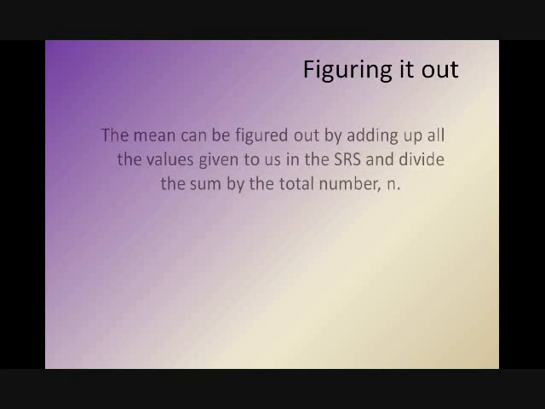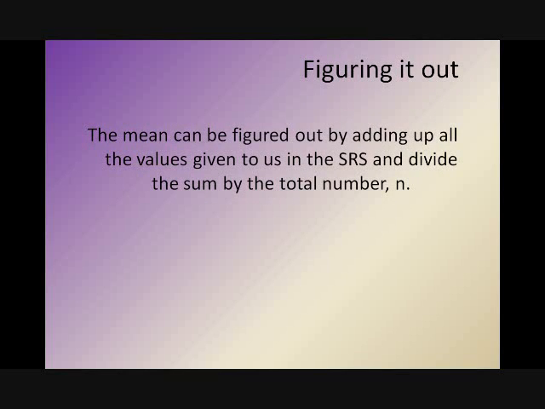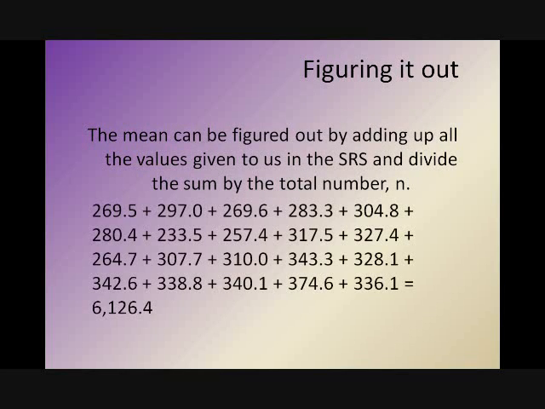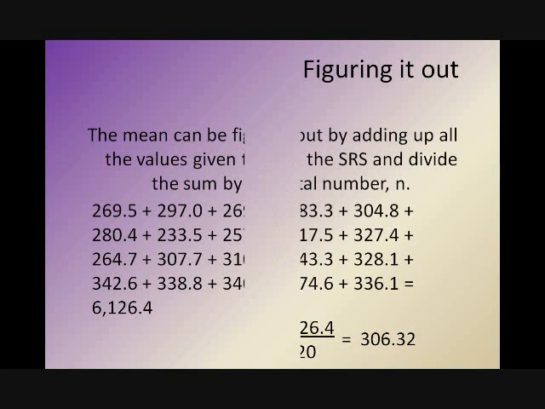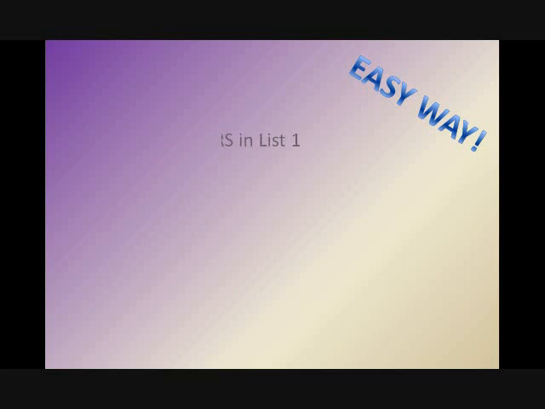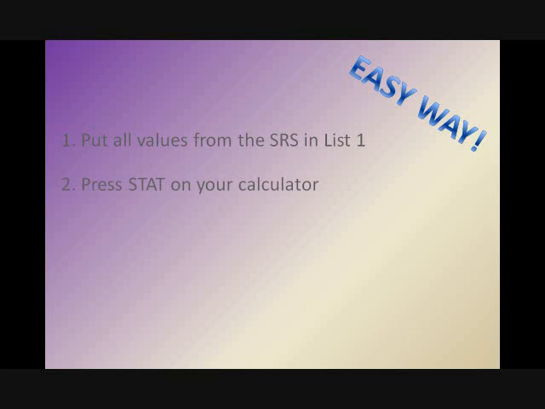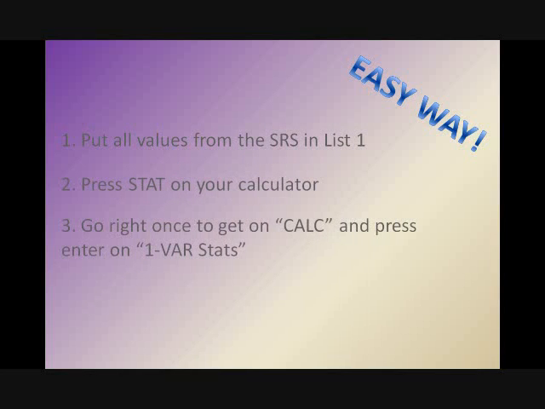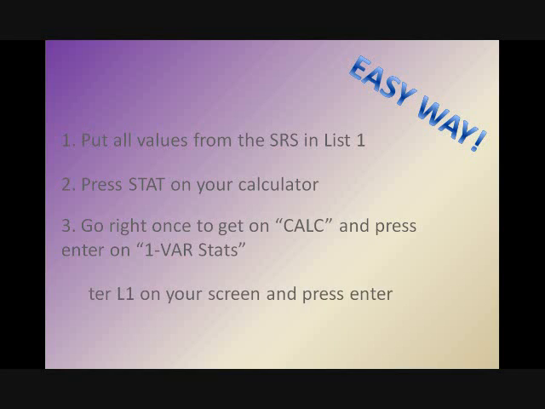Let's figure out x bar. The mean can be figured out by adding up all the values given to us in the SRS and dividing by the total number n. When we do this, we get 306.32. There's also an easy way to do this by putting in all values from the simple random sample in list 1. Then press stat on your calculator. Go right once to get on calc and press enter on 1-Var Stats. Then enter list 1 on your screen and press enter. This will also get you the mean.